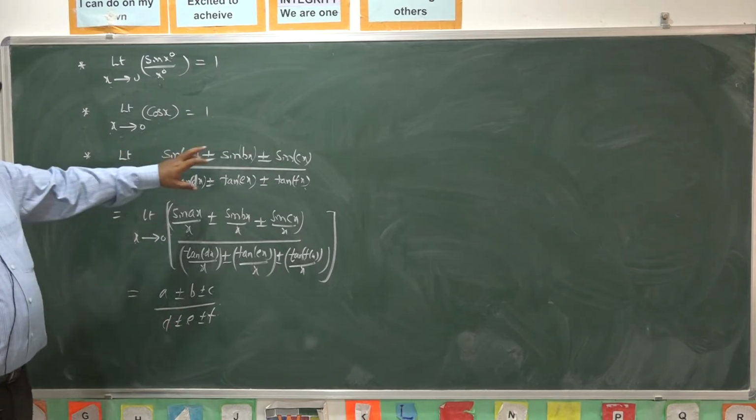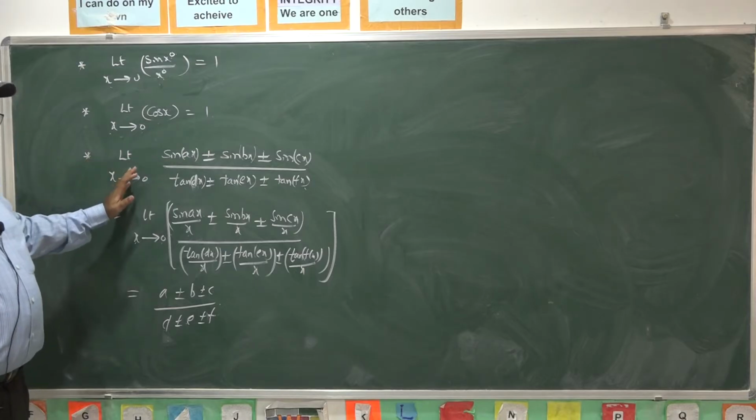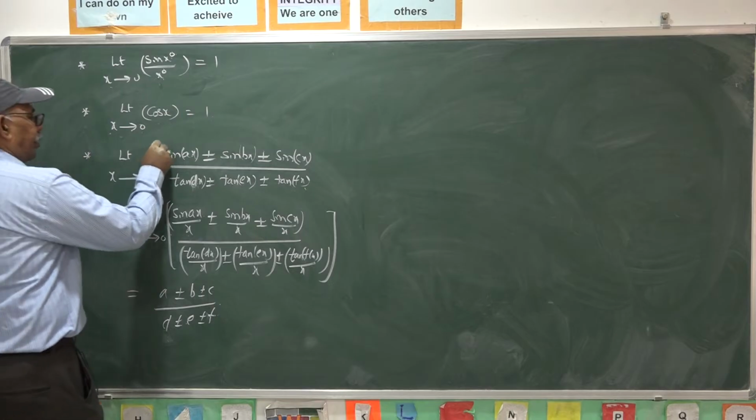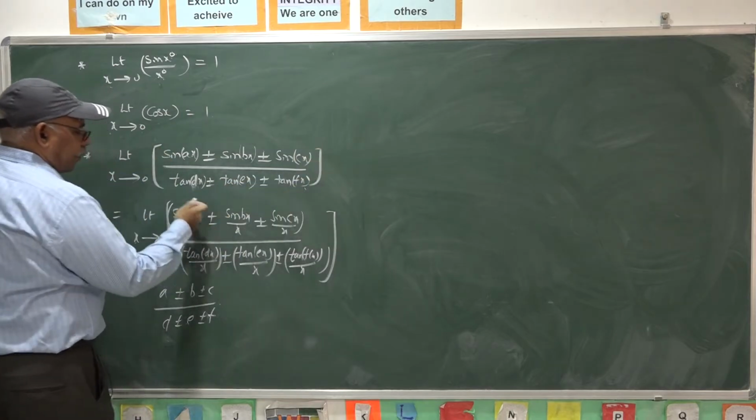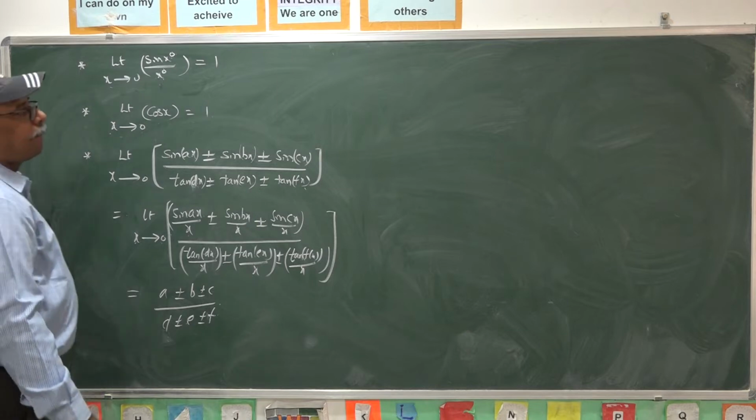So, once the given function is in such a form as x goes to 0 and x is measured in radians, you can apply the basic formula to evaluate such limits.